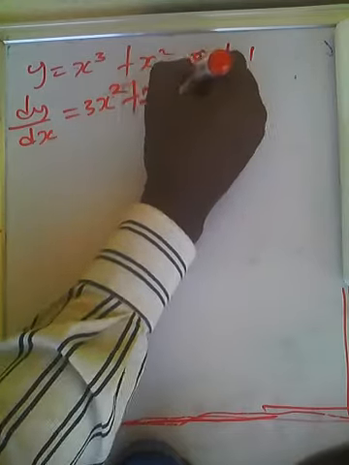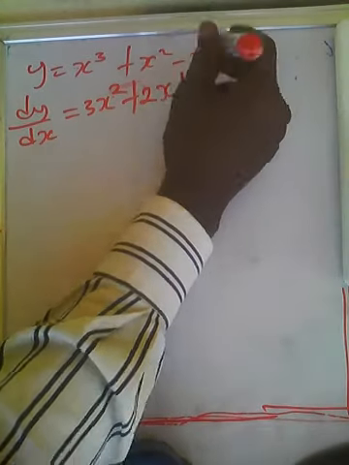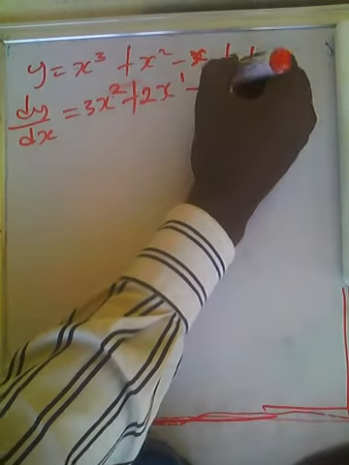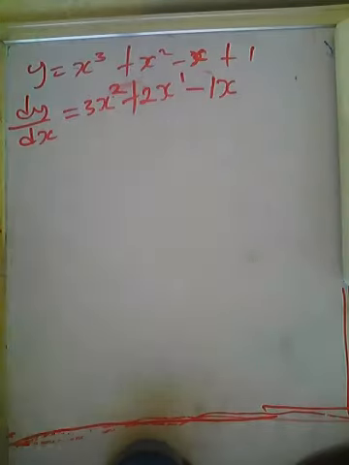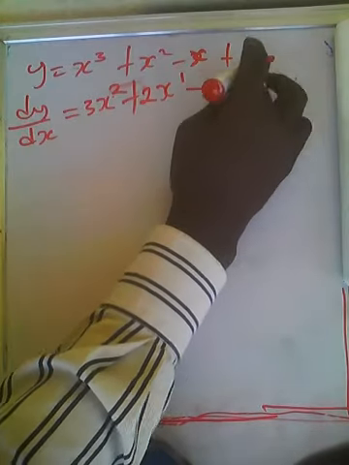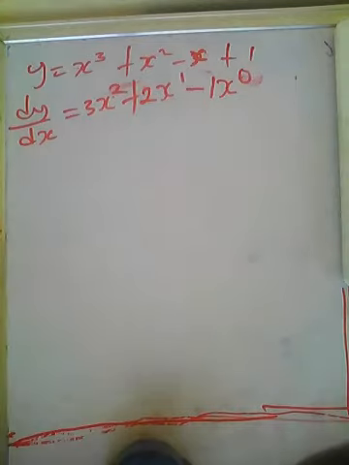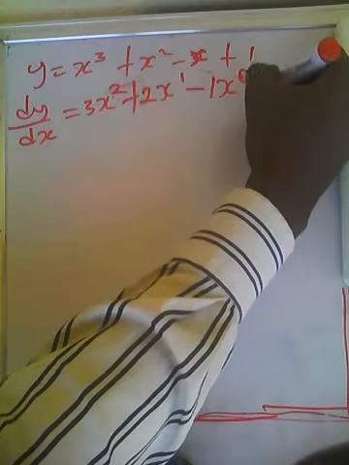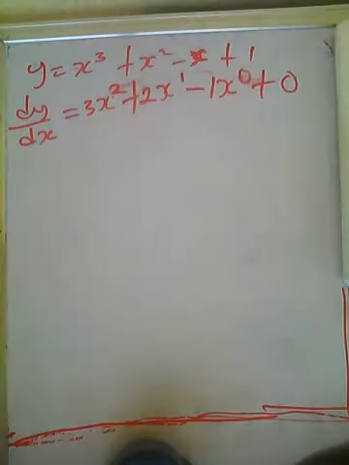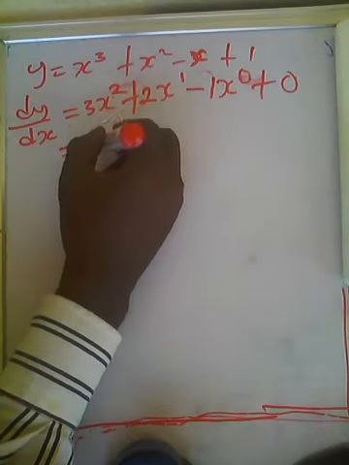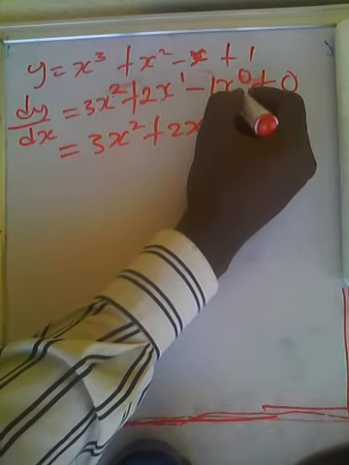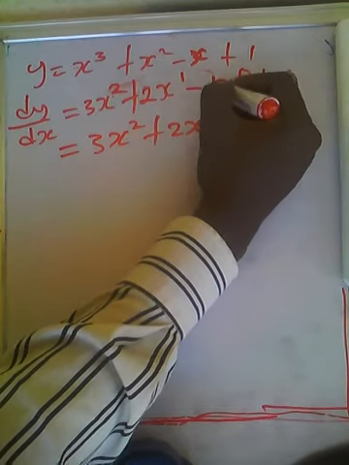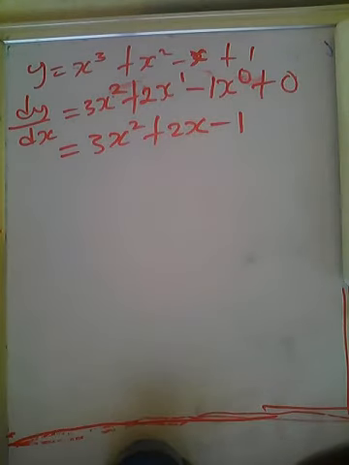2x to the power 1. Then minus the power of this one, x here is 1. The 1 comes forward and multiplies the function x. Then we subtract 1 from the power to give us 0. Now the derivative of a constant is 0, because this one is a constant. So that gives us 3x squared plus 2x. Now x to the power 0 is 1, 1 times 1 is 1, so that is minus 1. Alright, so that's our dy/dx.